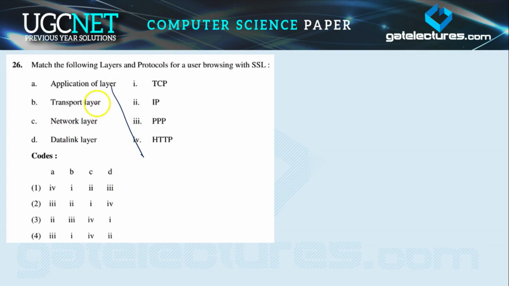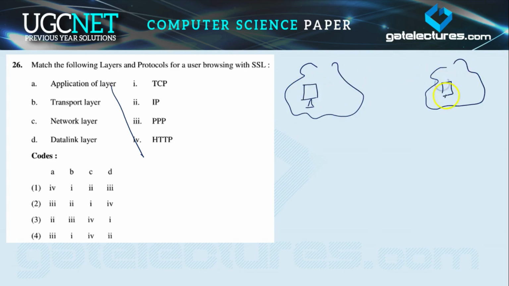Now the next one is transport layer. Transport layer is responsible for end-to-end delivery of the complete message. Let's suppose this is a network and this is another network, and this is the host which is present in this network, and this is the host which is present in the other network, and there is some process going on in this host. So this end-to-end delivery is the responsibility of the transport protocol, with services provided by transport protocols like TCP and UDP. So in this case it may be TCP or UDP.